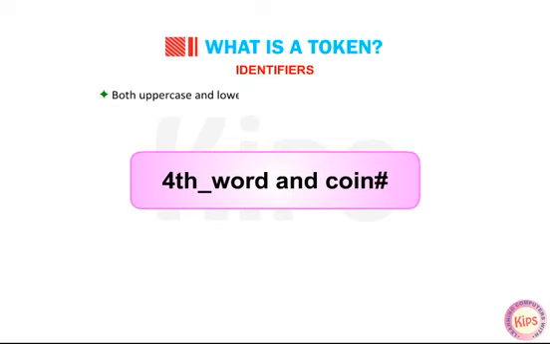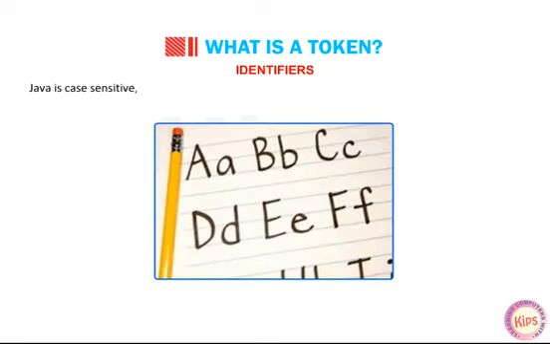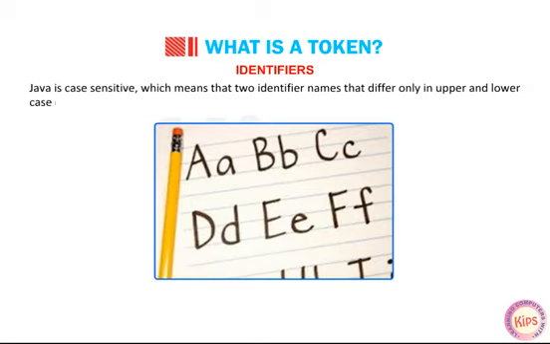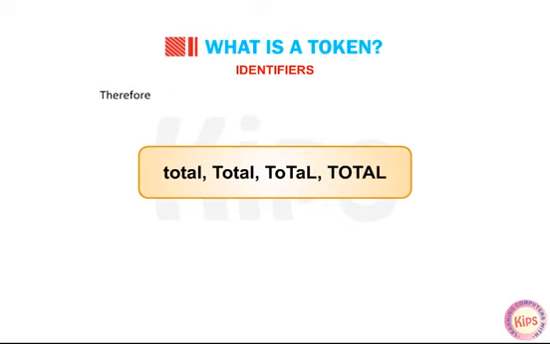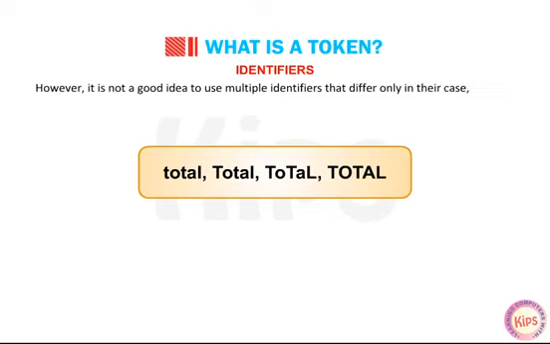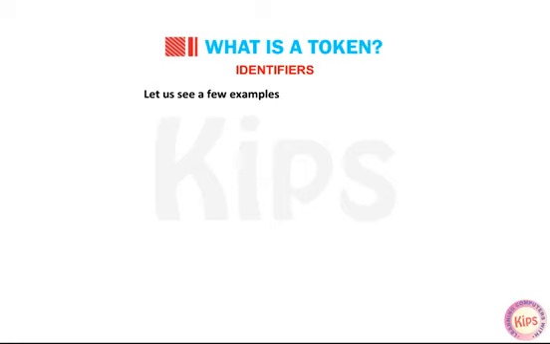Both uppercase and lowercase letters can be used in an identifier. Java is case sensitive, which means that two identifier names that differ only in upper and lowercase characters are considered to be different identifiers. Therefore, total, Total, TOTAL, and tOtal are all different identifiers. However, it is not a good idea to use multiple identifiers that differ only in their case because they can be easily confused. Let us see a few examples of valid Java identifiers.